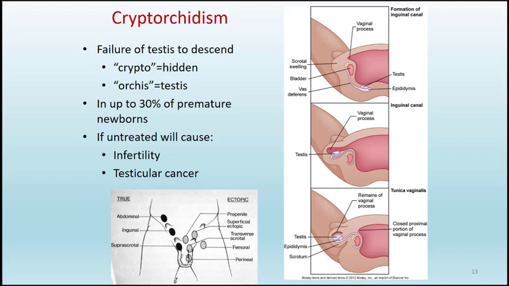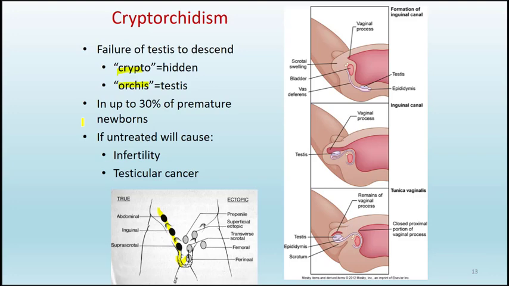The next condition is called cryptorchidism, which is defined as the failure of the testes to descend into their normal final location, being the scrotum. Crypt refers to hidden, and orchis refers to the testes, so they're hidden testes. In embryo, the testes forms in the abdomen and then will descend through the inguinal canal. So it's really important with newborns and infants to check that their testes actually did descend into the scrotum.